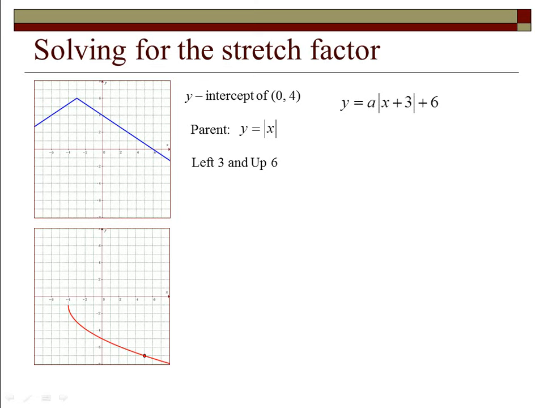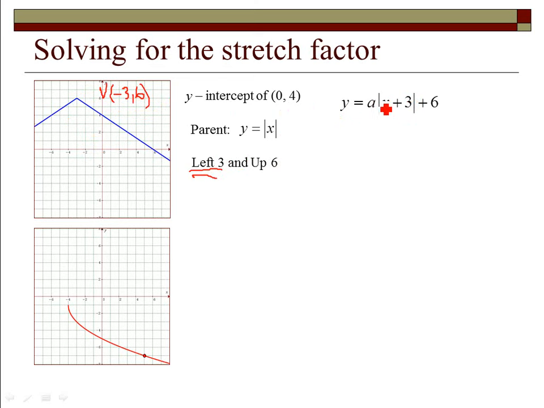And remember that when we do a shift left or right, it works opposite. Because if I take positive 3, I put it in for left 3, it'd be a negative 3. That's my vertex. My vertex is at negative 3, 6. If I plug in negative 3 into this equation, I get 0 in the absolute value. That's why the shifts left and right go opposite.